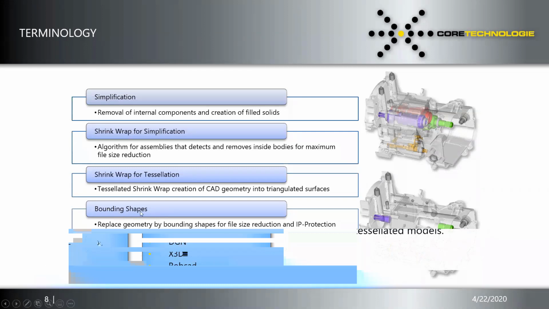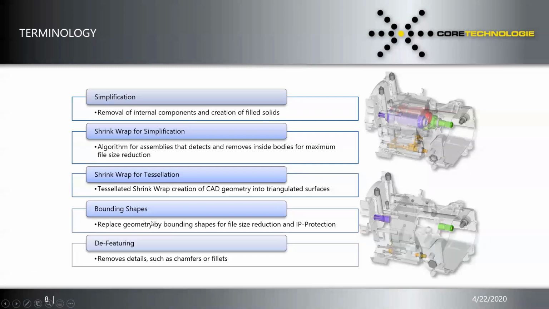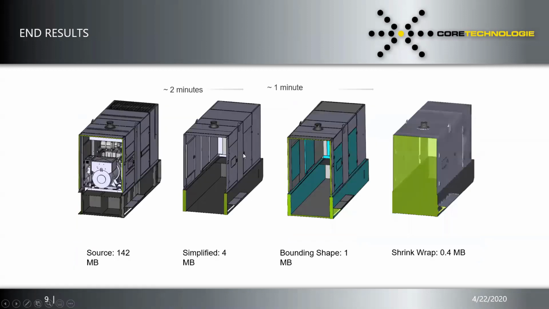Another really handy tool is our bounding shapes. This allows us to just make an overall shape of an entity. And in doing so, it drastically reduces size, which you'll see a few examples from, and it also protects your IP. And then we have complementary FEM tools available as well to remove chamfers, fillets, create metafaces, and I will touch on that some more.